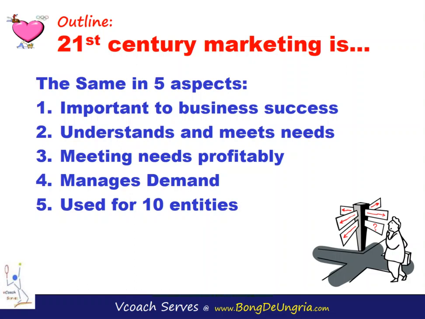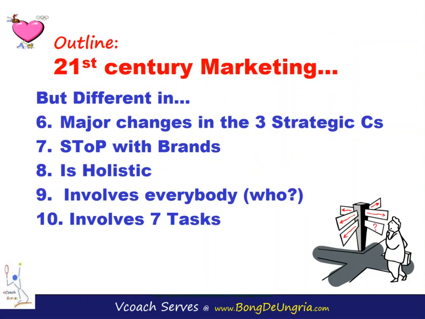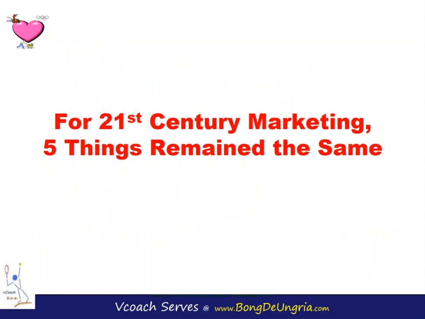many years ago. What is different is that 21st century marketing has seen changes in the three strategic C's. Instead of just marketing mix, it's now about brands. It's about being holistic, involving everybody, and accomplishing 7 tasks. So there are 5 things that have remained the same for 21st century marketing.